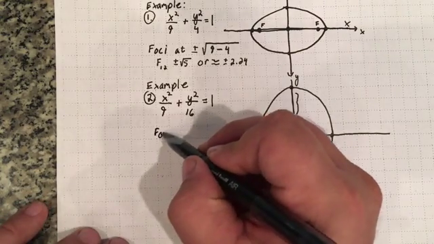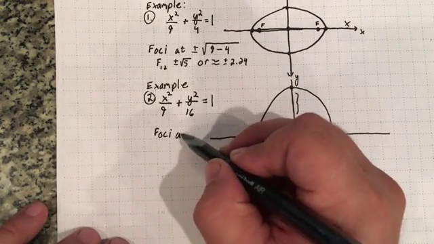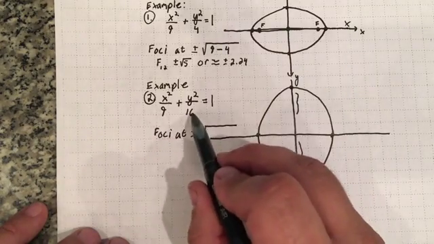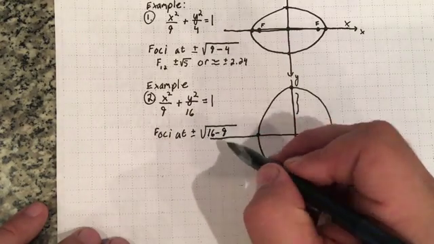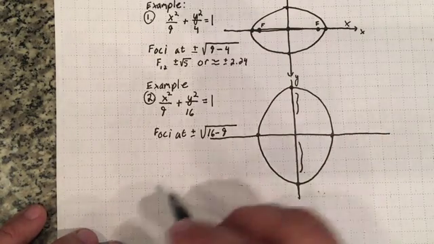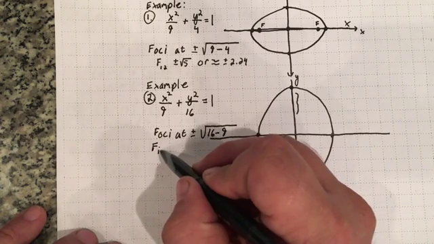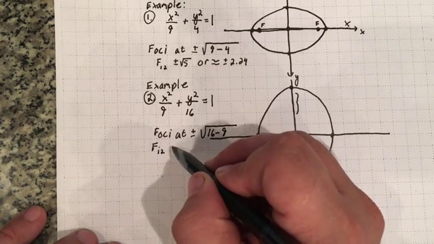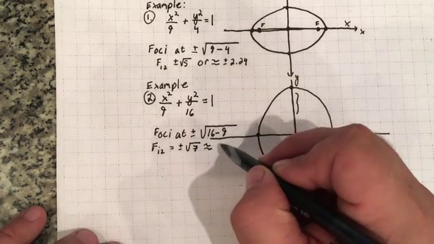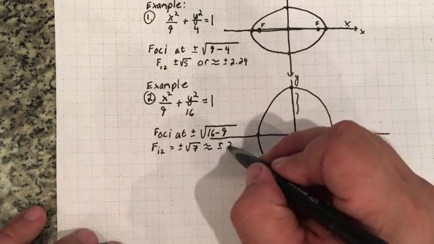Remember to find the foci. They're located at plus minus the square root. Now, I'm not going to do 9 minus 16. I'm going to do 16 minus 9, big minus small. I can't have an imaginary number. Well, the square root of 16 minus 9, that's going to give me foci 1 and 2, located at plus minus the square root of 7, which is approximately equal to plus minus 2.65.